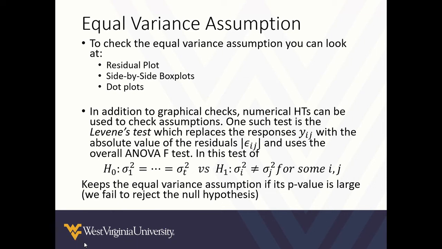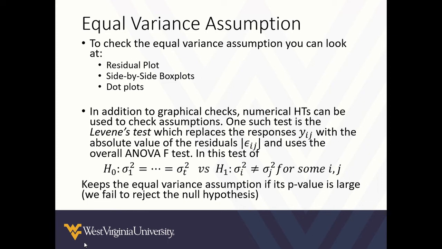Our third assumption is our equal variance assumption, and there are a couple ways we can check it. One way is the visual method, which is to look at either a residual plot, side-by-side box plots, or dot plots. With the side-by-side box plots or the dot plots, each category, or each treatment, or each factor should have approximately equal variance. For the residual plot, you should be looking for a cloud-like shape with no major direction.